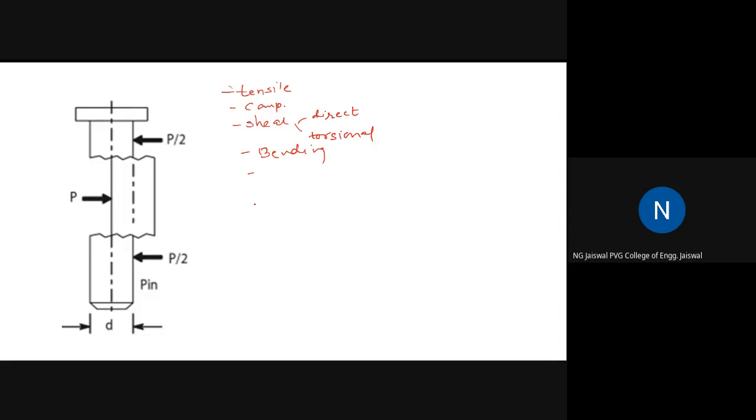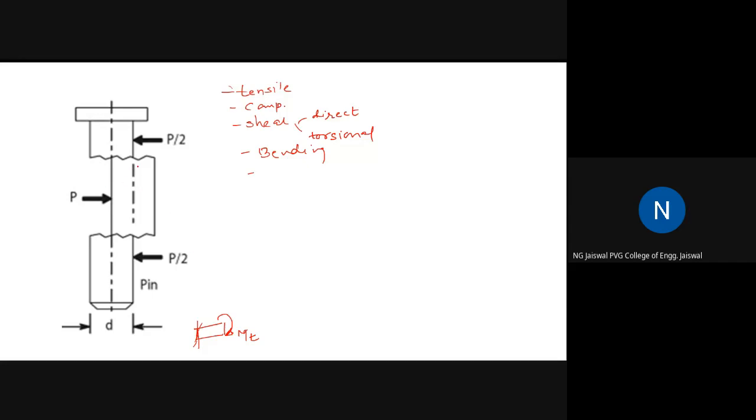Can somebody identify what type of stress this is? Anybody? Shear stress. Yes, it is a direct shear stress, because torsional shear stress is of this nature: if there is one shaft and you are supplying some torque, the torsional moment Mt, then every cross section is subjected to torsional shear stress.